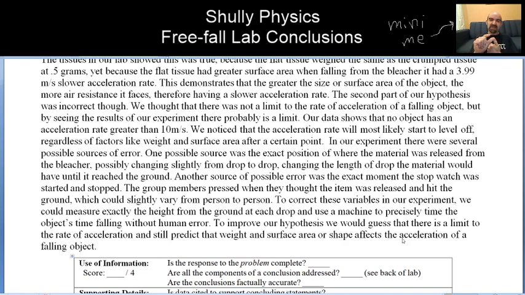Keep it concise. If you don't want to refer to all your data, you can point out a good piece of data and refer to the rest, and say this trend continues in the rest of our data. Those are good words to use. I hope you get some good practice with that.